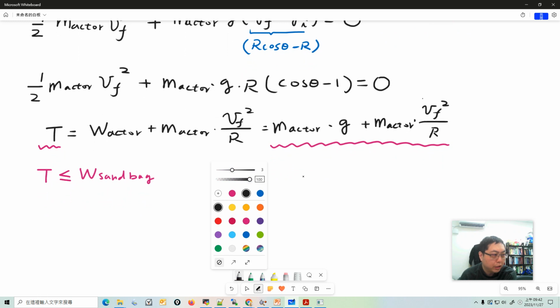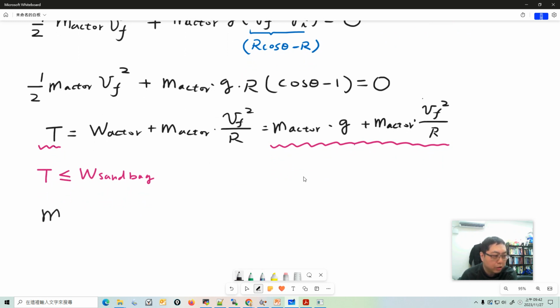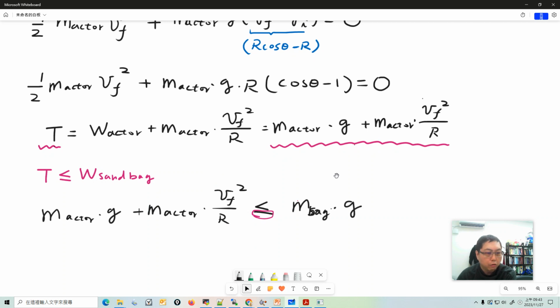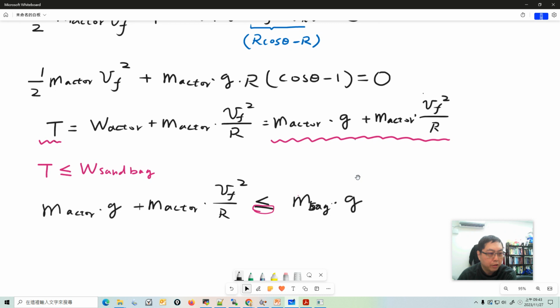Because T has the relation with this, T is m actor times g plus m actor times R vf square. And for precision, let me write this: the sandbag, but we only consider this situation now because the maximum is this situation. So it's m sandbag times g.